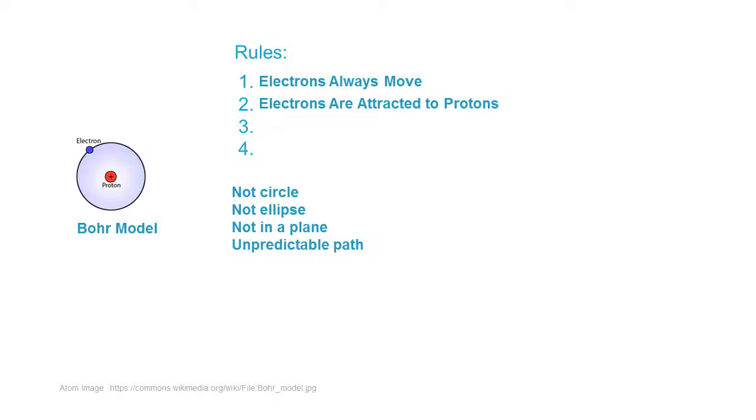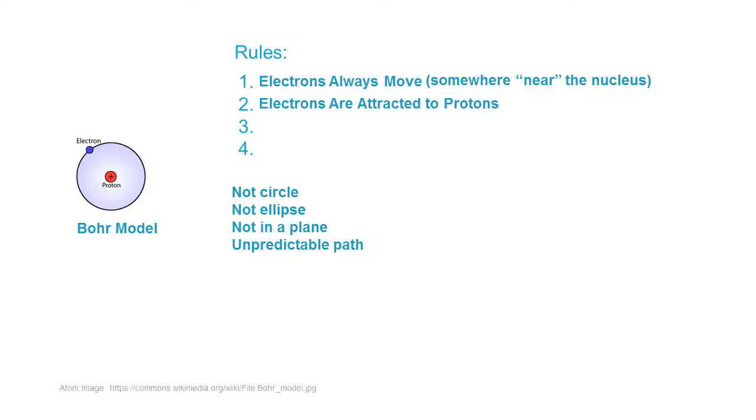It's just always moving. As a matter of fact, it's a very unpredictable path, and we really don't know where it's going to be. But the one thing we can say about it is that it's somewhere near the nucleus. We know it's always moving, and because it's attracted to the protons, it's not going to get too far away. So really all we know is it's somewhere around there.